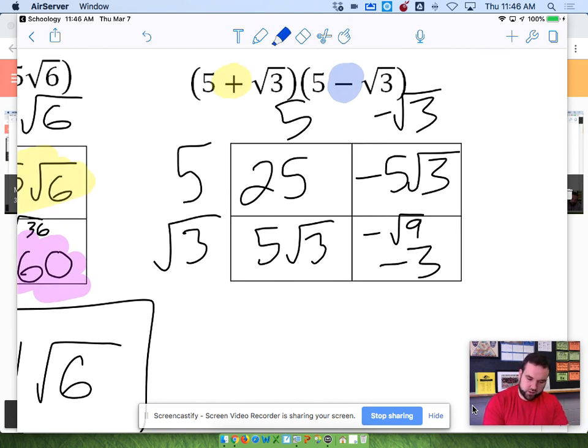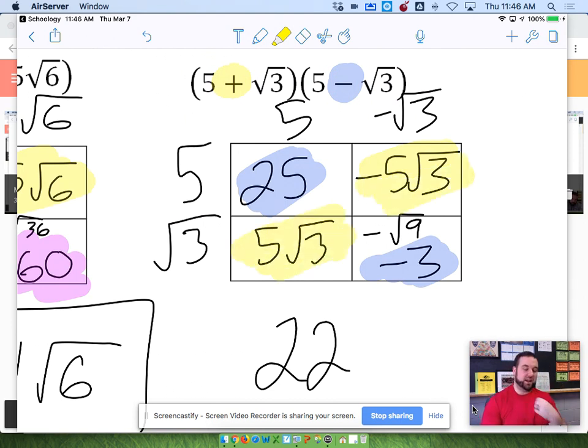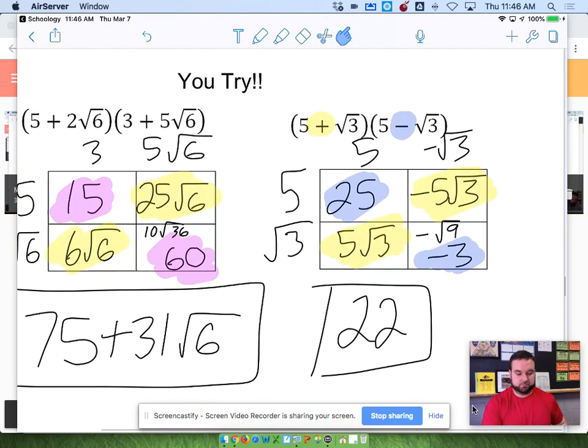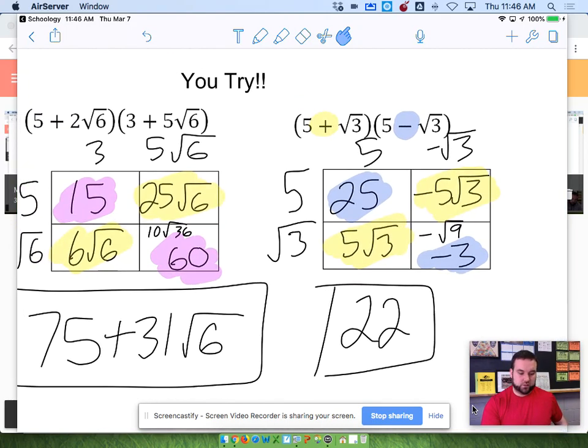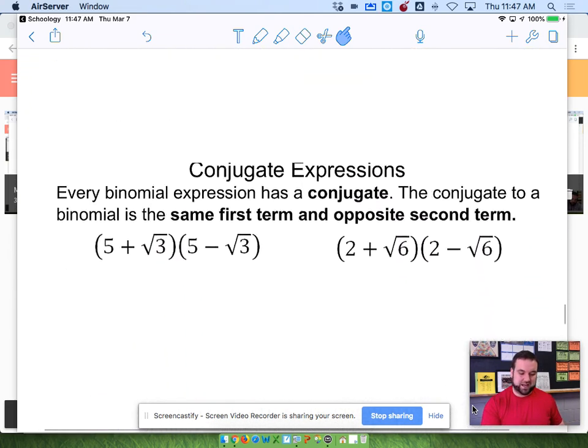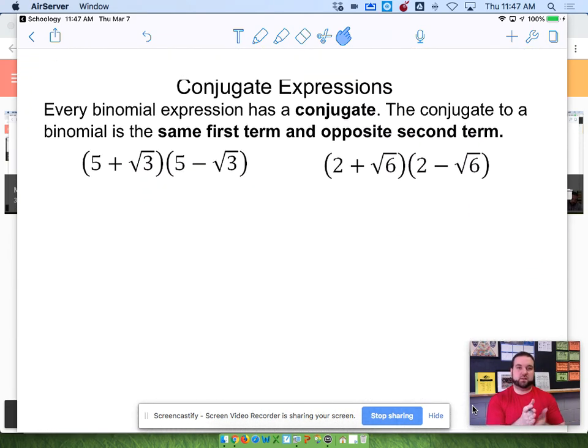What's interesting is when we multiply conjugates together, if you combine 25 minus 3, that's 22. But then when you go to combine the root 3's, you see that they're opposites. So I have positive 5 root 3's and negative 5 root 3's. So those cancel out, and actually my answer is just 22. And it's not a coincidence. What ends up happening is if you have conjugate expressions, where the first term is the same, but the second term is opposite, one positive, one negative, when you multiply it, it ends up canceling out the middle terms or the radical terms.